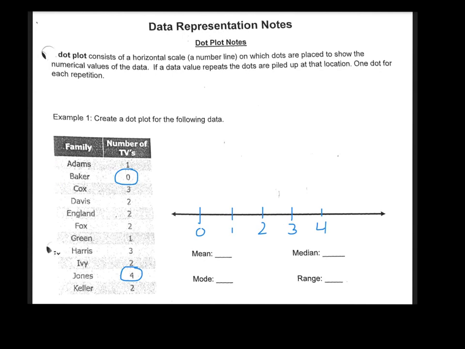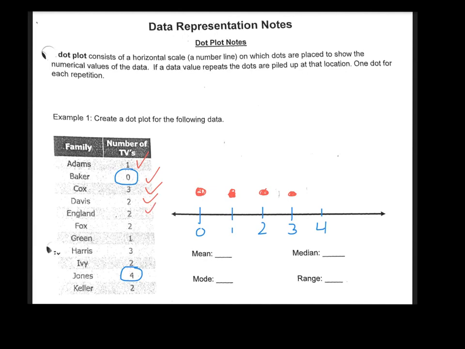And then we're going to give each family, each data point, a dot to represent their data. So we're going to plot a dot for the Adams, and I like to check them off as I go, representing that they have 1 TV. The Bakers have 0. The Cox family has 3. Davis has 2.